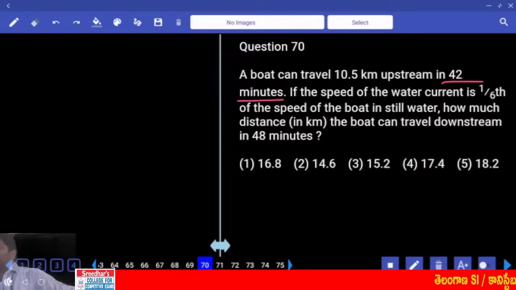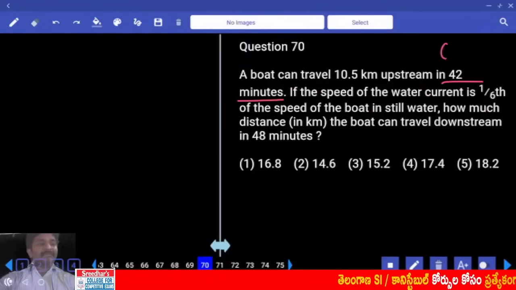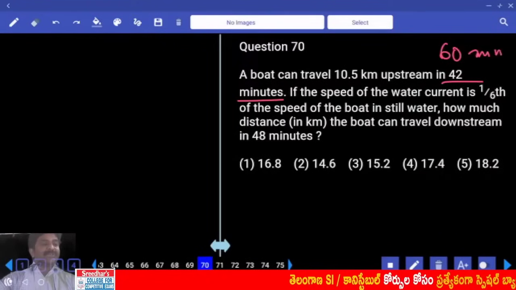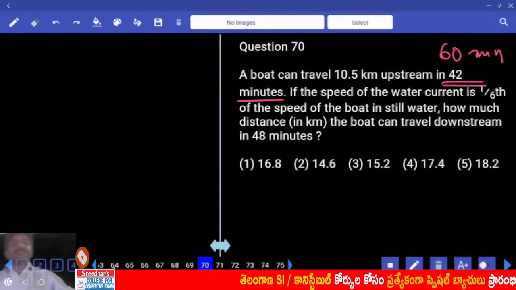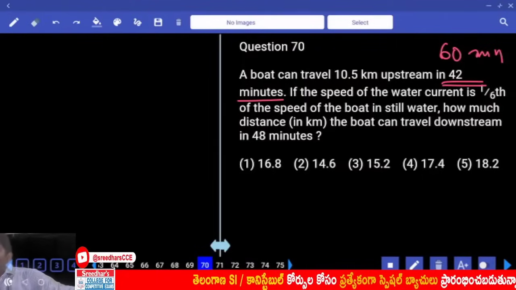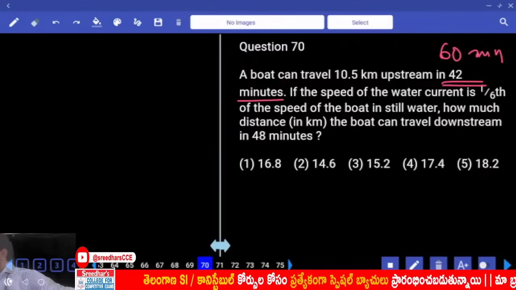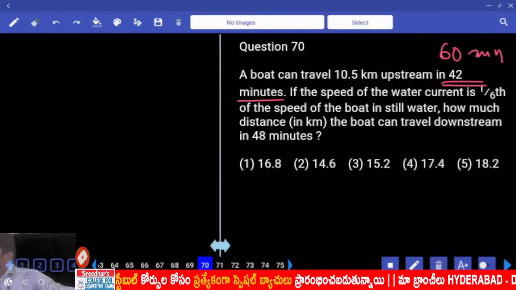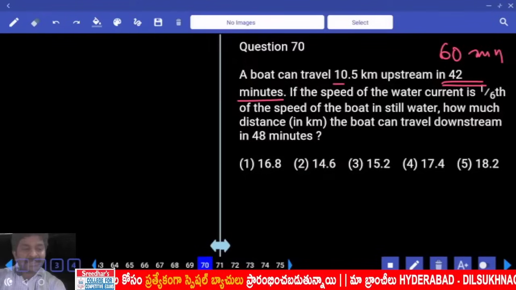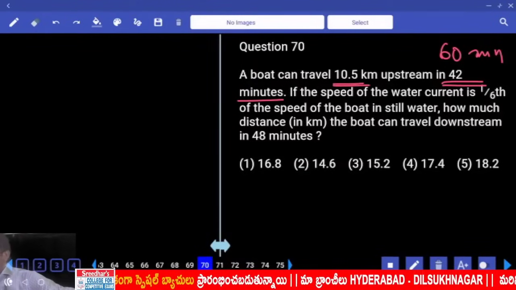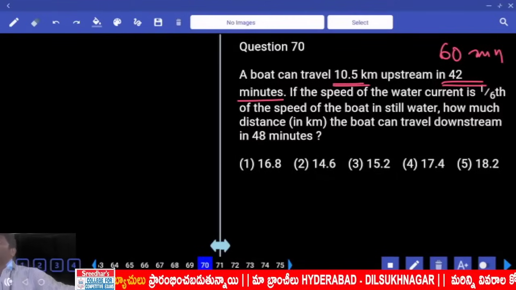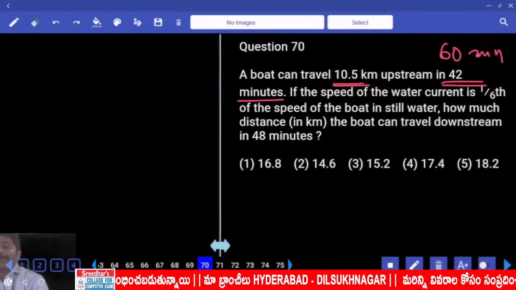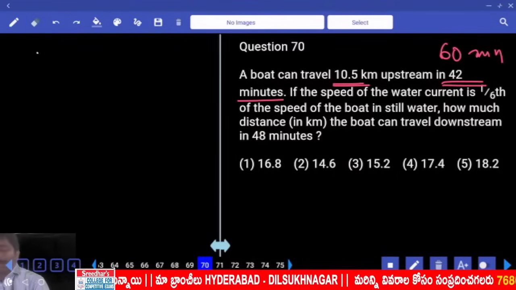To calculate the upstream speed, instead of using a formula, we will convert into 60 minutes. How do you get 60 using 42? Divide it by 7 into 10. 42 divided by 7 will give 6, into 10 will give 60. 10.5 divided by 7 will give 1.5, into 10 will give 15. Then the upstream speed is equal to 15 only.